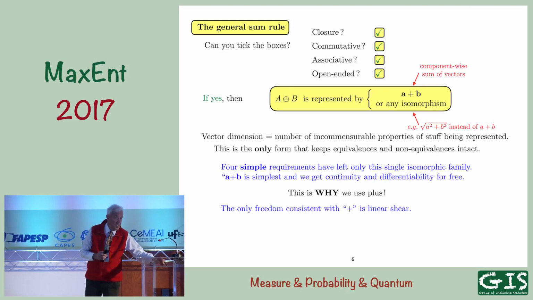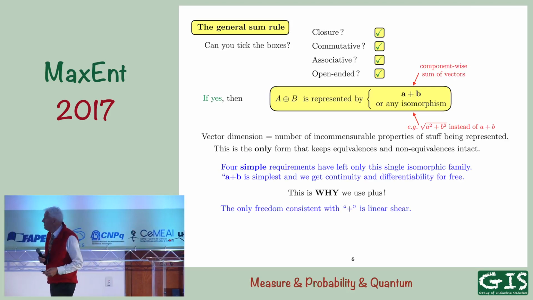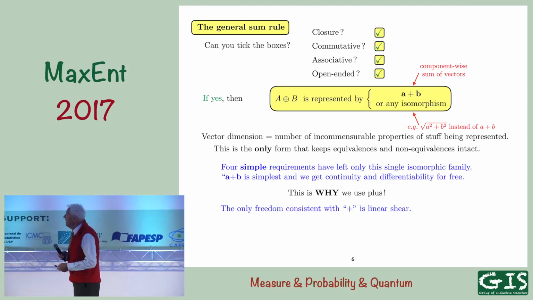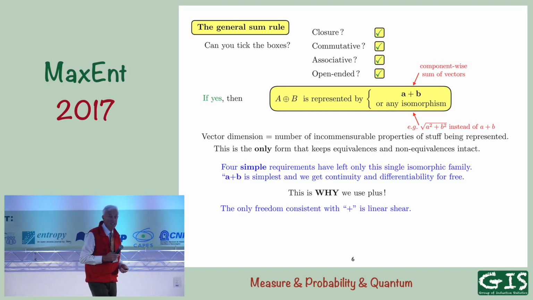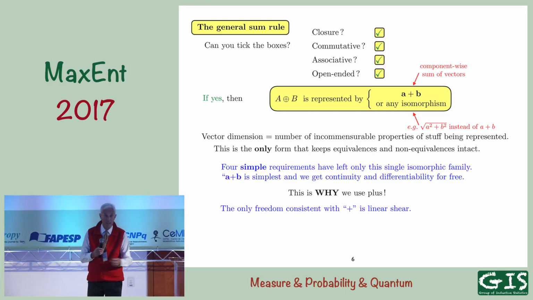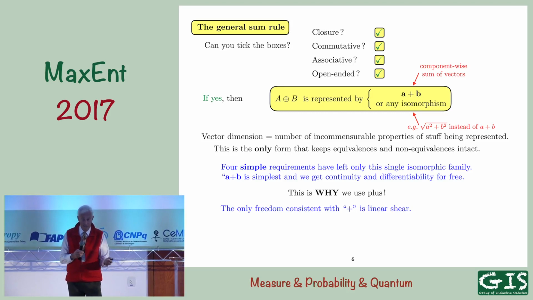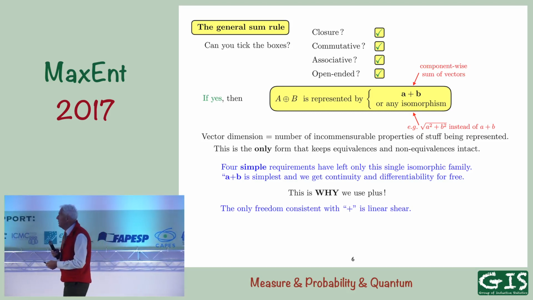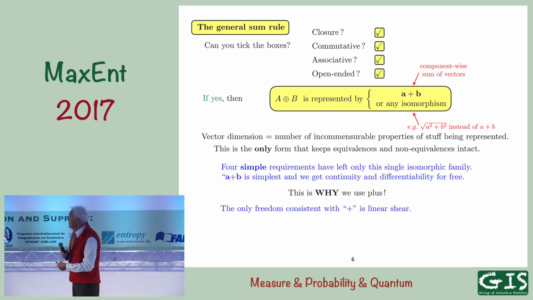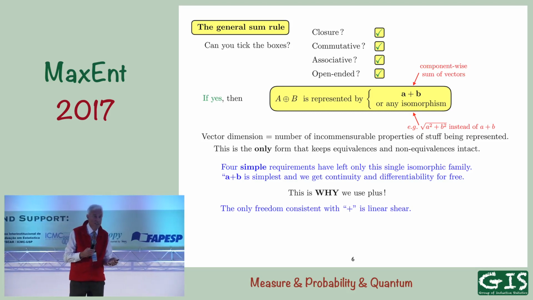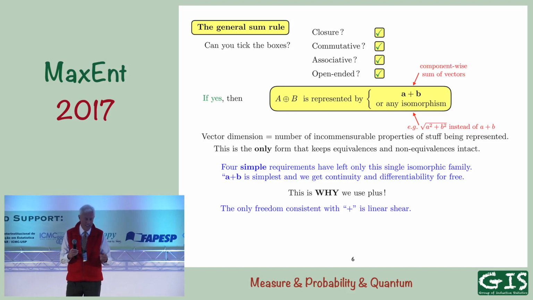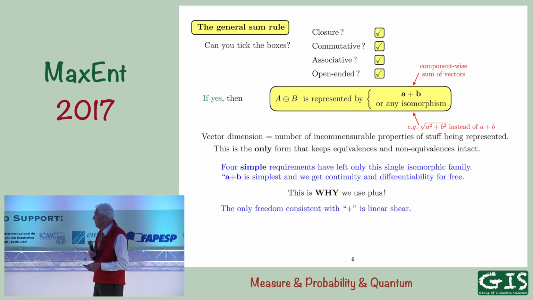If you can tick those boxes, and that's all you need, then combination of stuff has to be represented by the sum of 2 vectors. The dimensionality is simply the number of independent properties you get. If everything's commensurable, then it's a one-dimensional representation. We'll come to that. If it's multi-dimensional, you get vector addition. Fortunately, I'm in an audience where people understand commensurability and dimensionality, so I don't have to go through that.